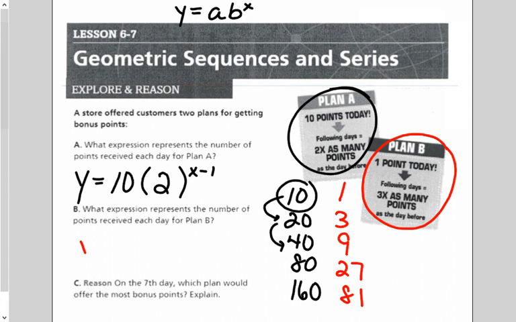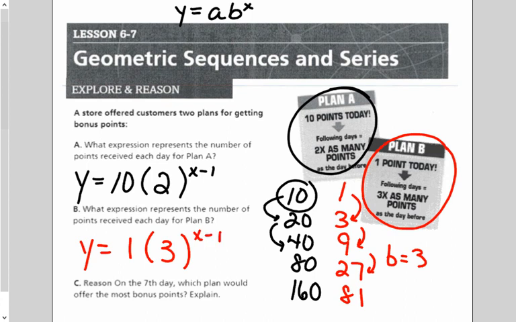For the second plan, we begin with 1 point, so that's going to be our a. And instead of the growth factor being a 2, it's going to be a 3, because we're tripling, times 3, times 3, times 3. So your b is 3. And once again, your exponent will be x minus 1. To get to day 5, for example, you would multiply by 3, 1, 2, 3, 4 times. So whatever day you're on, you would multiply by 1 less than that number. Multiply by 3, 4 times for day 5.